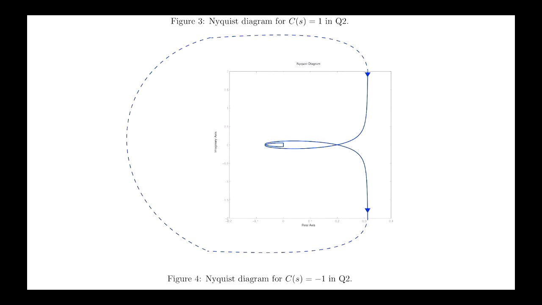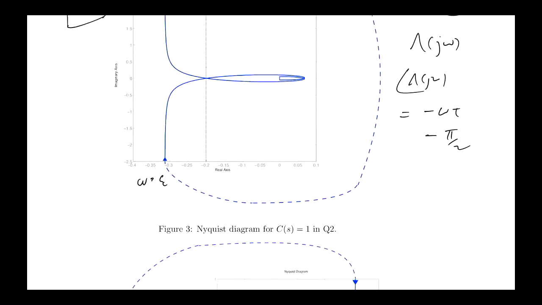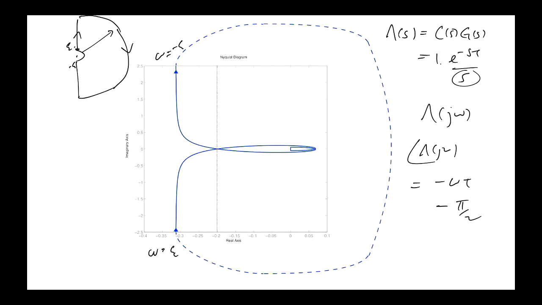So you will get a clockwise encirclement of the critical point, right? So N will be equal to 1, but P is equal to 0. All right? So having the controller be -1 will lead to an unstable closed loop, whereas having the controller C equal to +1 will lead to a stable closed loop.